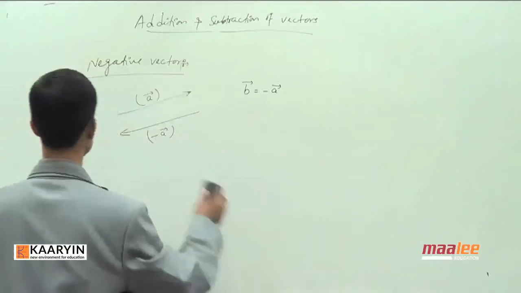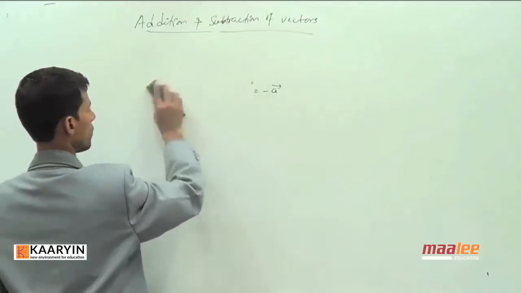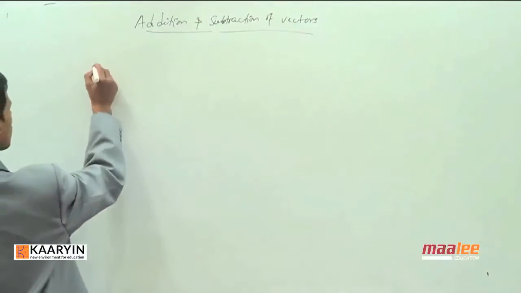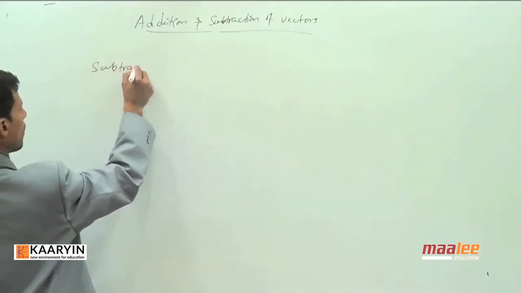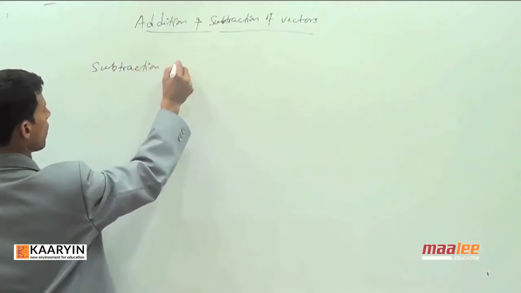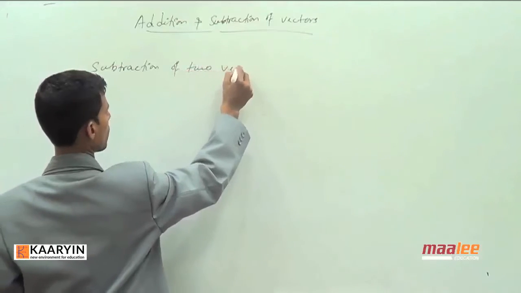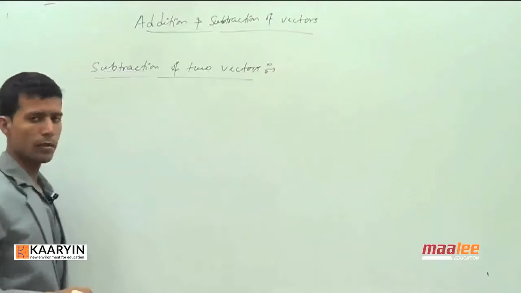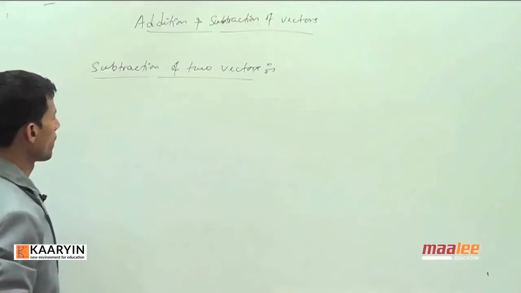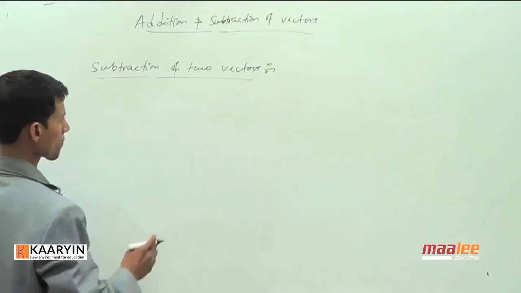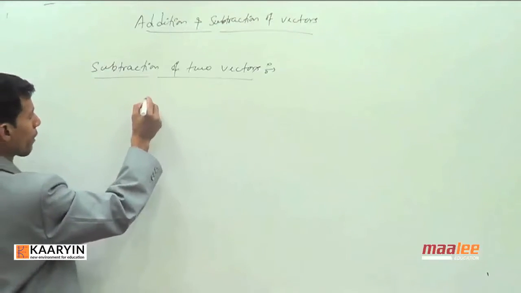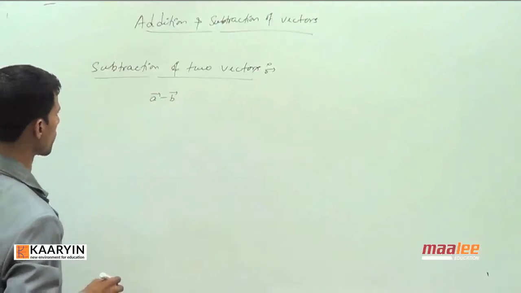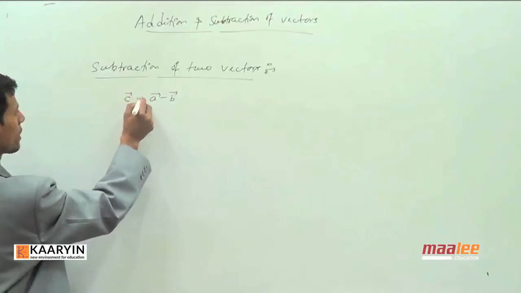Now we will talk about the meaning of subtraction of two vectors. In this case, let us say I want to find A minus B. Let me call this A minus B equal to C, another vector.